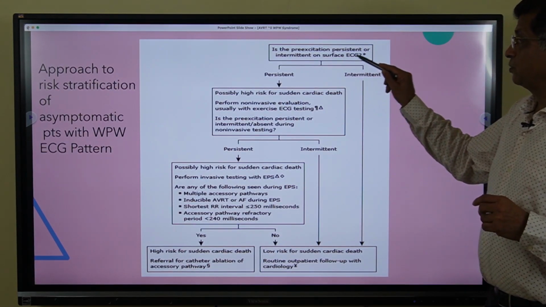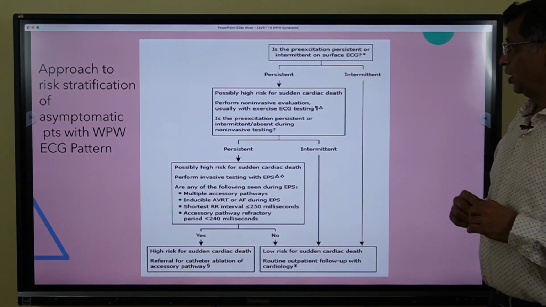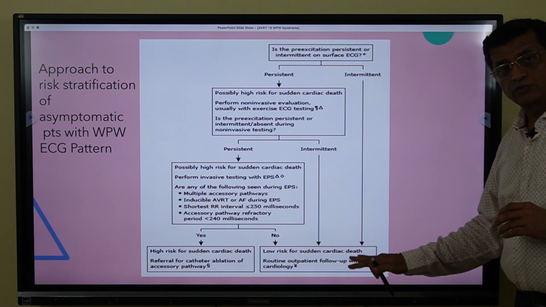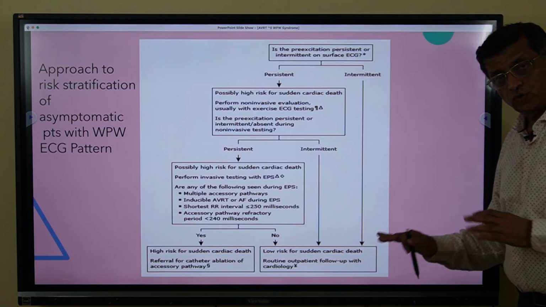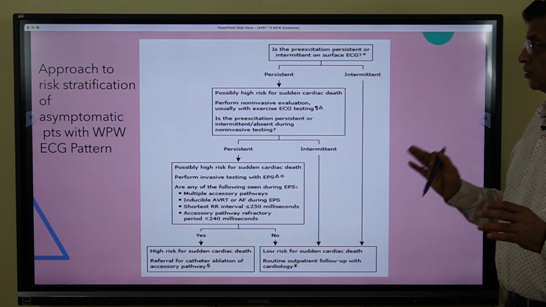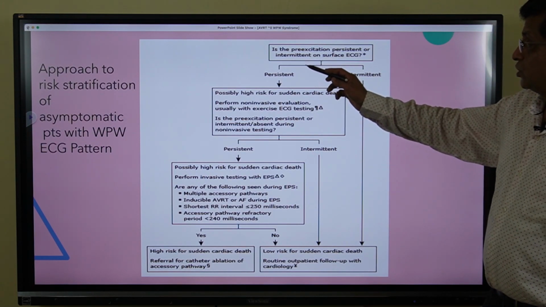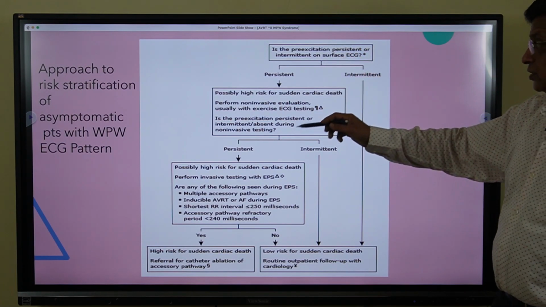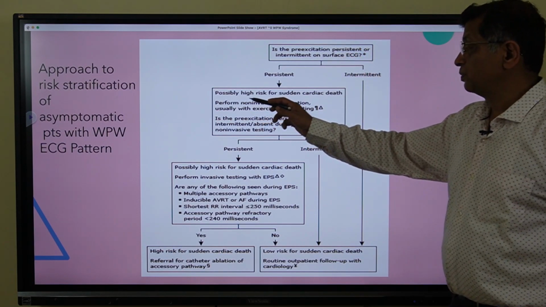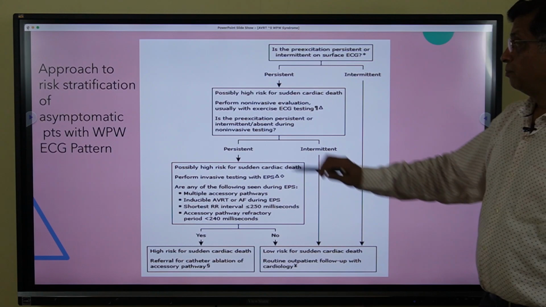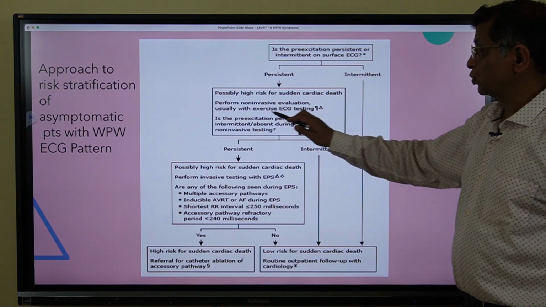Is the pre-excitation permanent or intermittent? If it is intermittent, then it becomes a low risk category. So no treatment or medical treatment. Persistent. If the ECG pre-excitation is persistent in the ECG, so there is a possibility of high risk for sudden cardiac death. Perform non-invasive evaluation including exercise ECG.